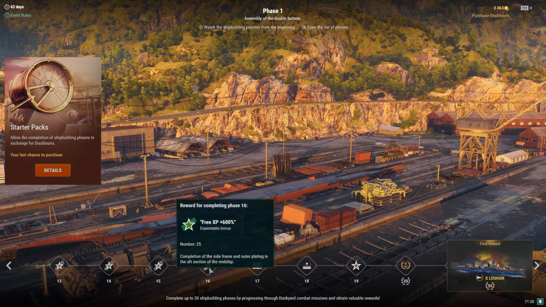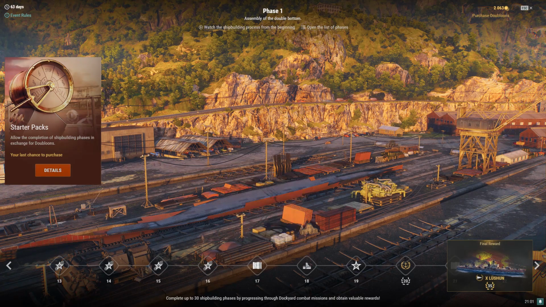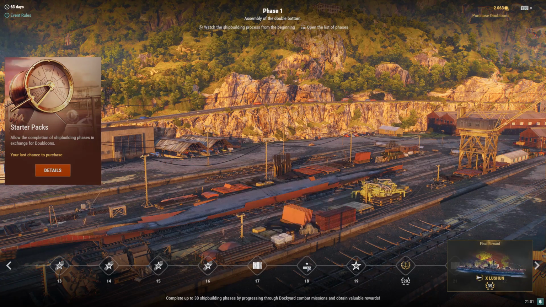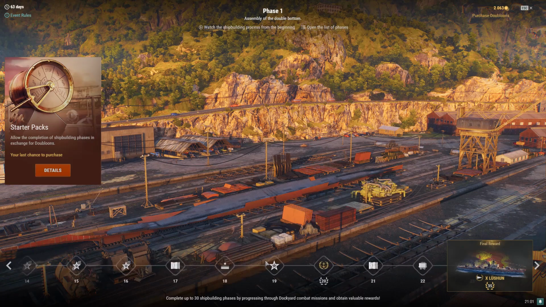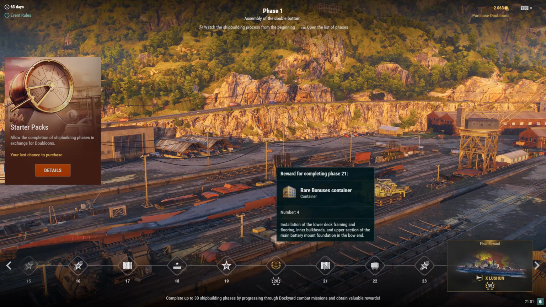But this is a pretty lengthy shipbuilding Dockyard, with 35 phases in total. You can see a lot of the bonus containers as well. More elite commander XP, more free XP, like 45,000. This should be pretty good if you're a new player and you want 14 days of premium, then definitely go for that.